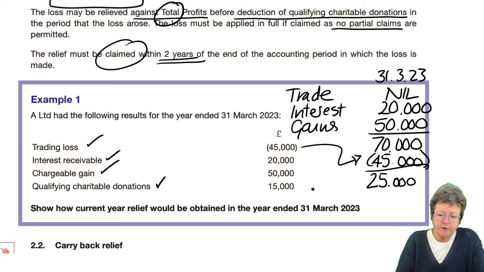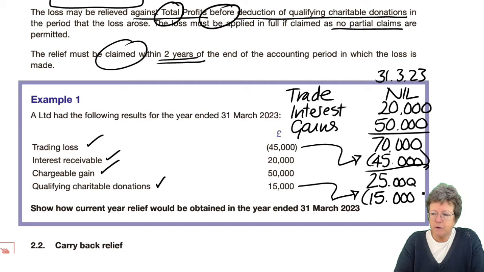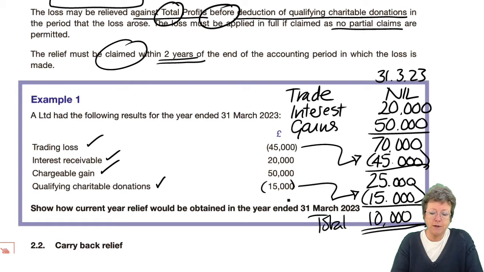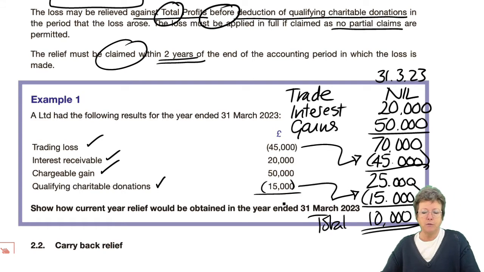Then we have a QCD, because the rule says it goes in before deducting QCDs, because you may waste them, which means our total profits is now reduced down to 10. And then they would pay tax on that at 19%. Put everything in the correct order. Okay, you could actually, because that's got no brackets around it, that's the other thing you might get confused over. But put them in the right order.